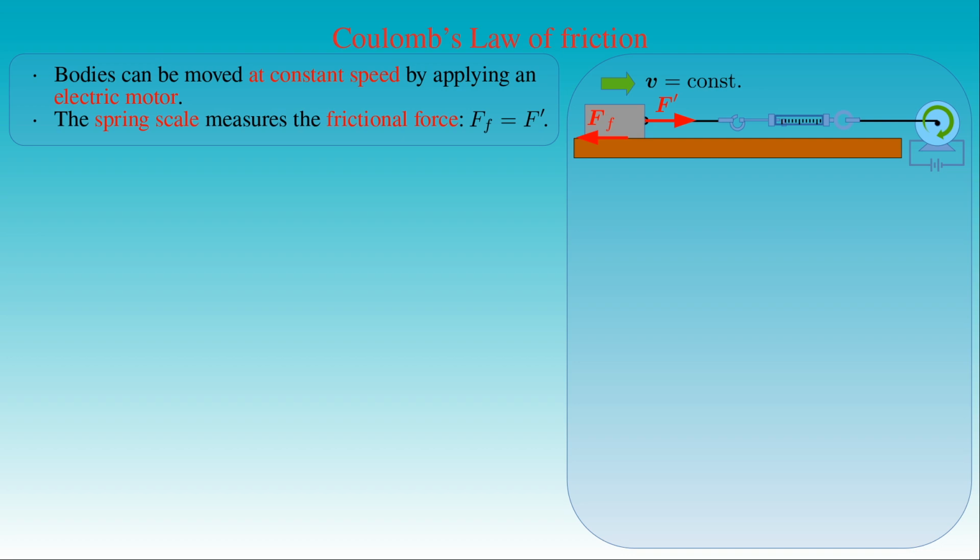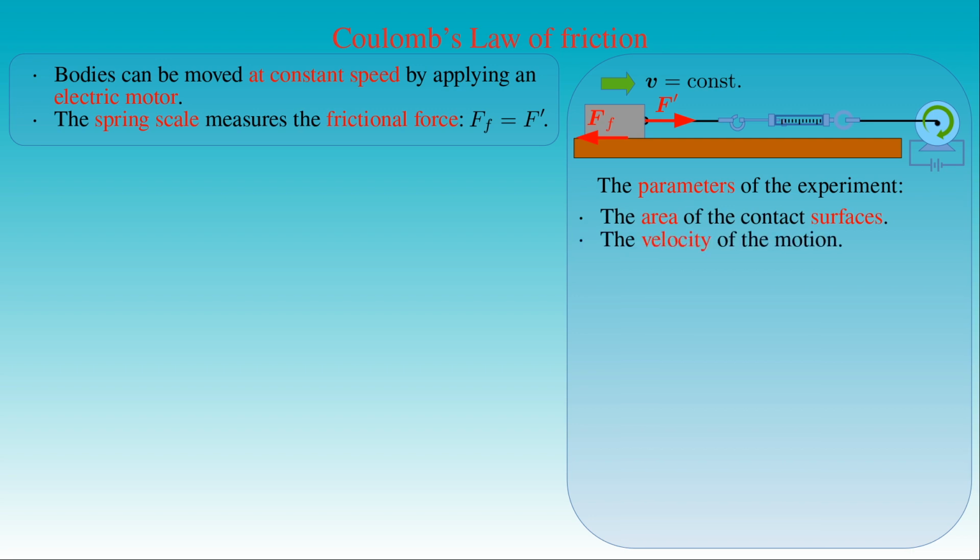In this setup, the result of the experiment depends on several parameters and we can modify them to study their effect on the frictional force produced by the moving block. We can change the area of the contact surfaces between the block and the table by placing it with another face on the table that has different area. We can change the velocity of the sliding body by modifying the rotation speed of the electric motor.